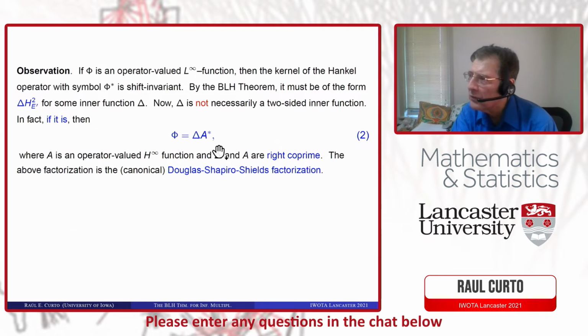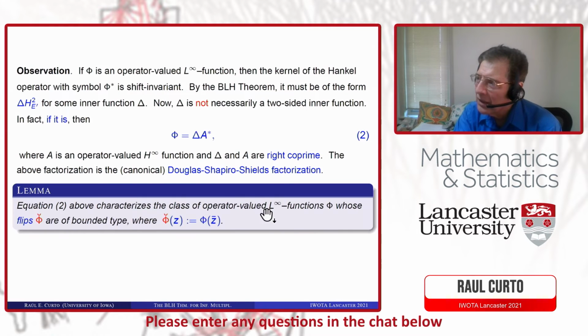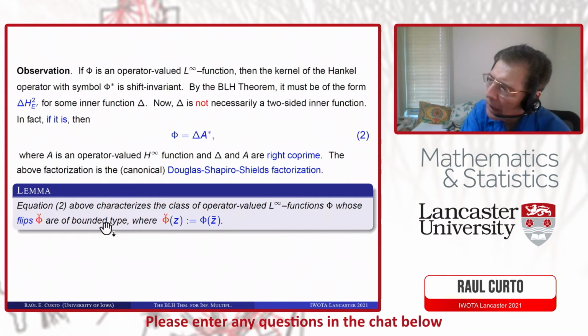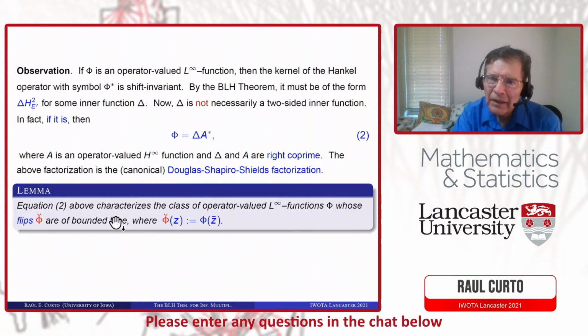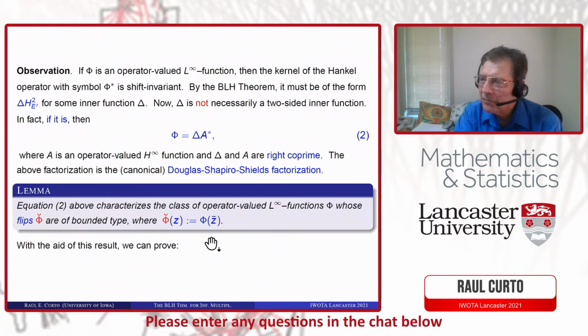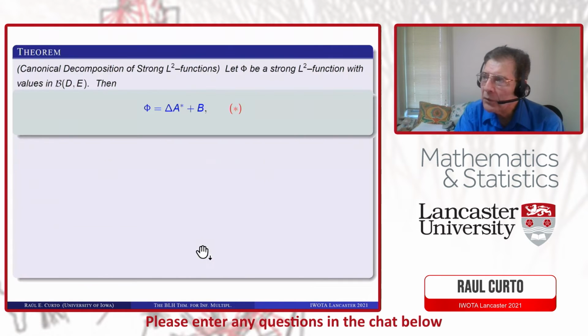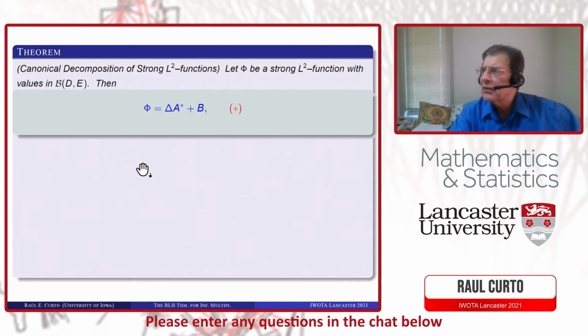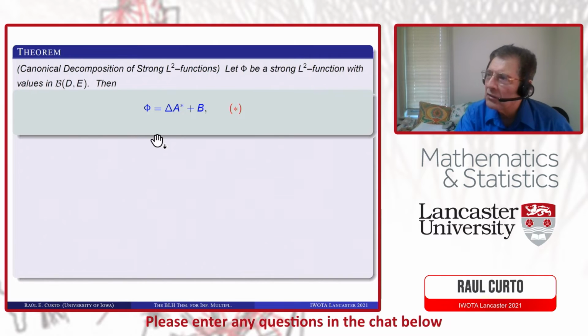So we're going to try to find what the analog of this is for the infinite multiplicity case. That equation too characterizes a class of operator-valued functions whose flips are of bounded type, where phi is given like this. So now here's what we can prove: the canonical decomposition of a strong L2 function, which is the generalization of Douglas, Shapiro, Shields to the infinite multiplicity case.